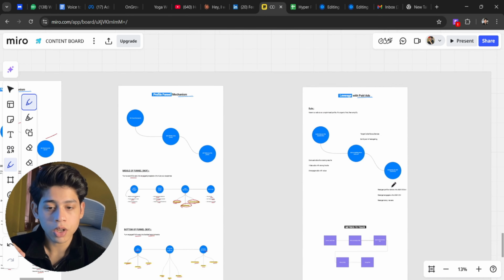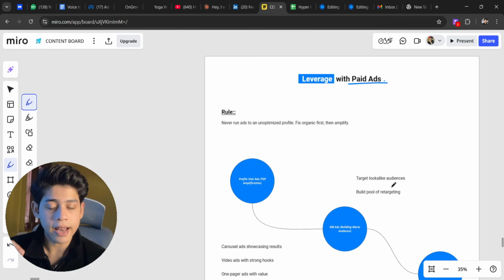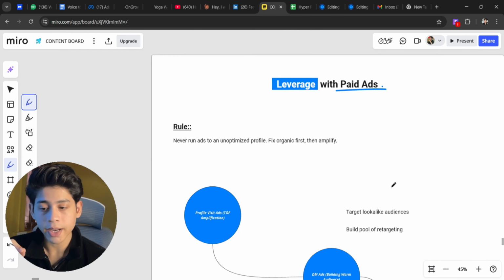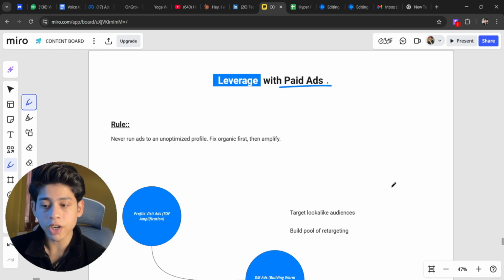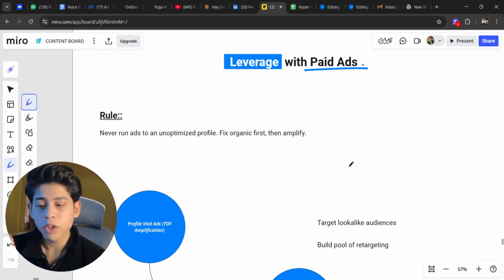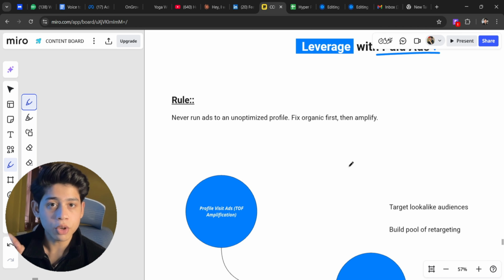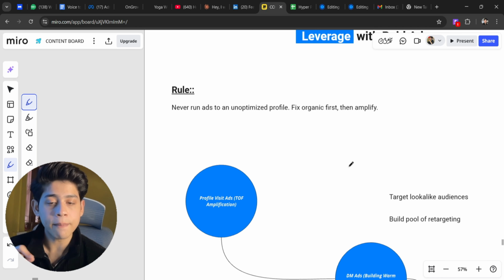Now let's talk about the last thing, which is leverage with paid ads. And this is genuinely a gold mine. Now you have a proven system and a proven fundamental. Now what you can do is you can leverage with paid ads, right? So the rule is you never run paid ads with an unoptimized profile. You need to fix the organic first, and then you can amplify with paid ads.